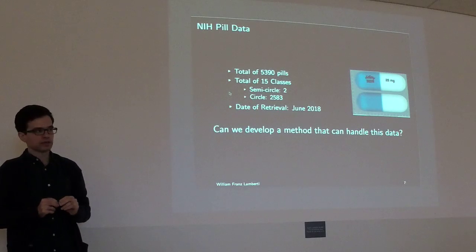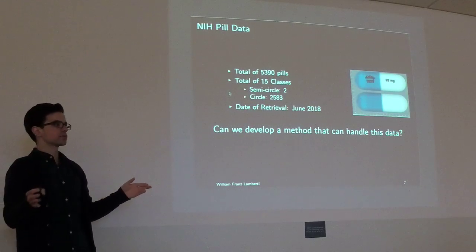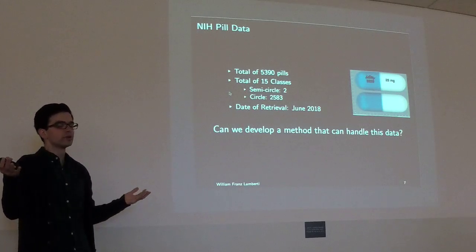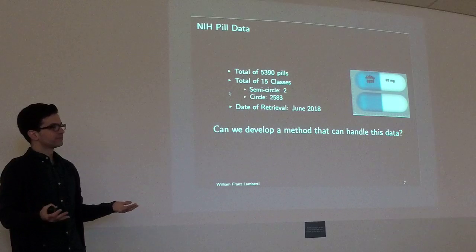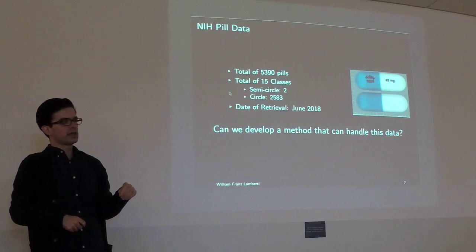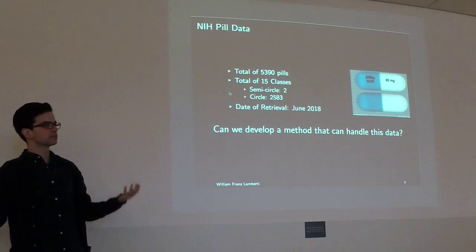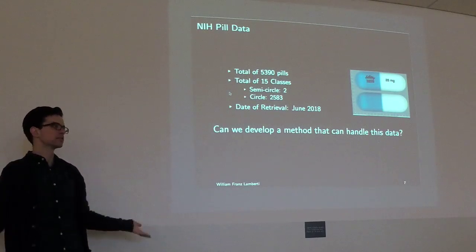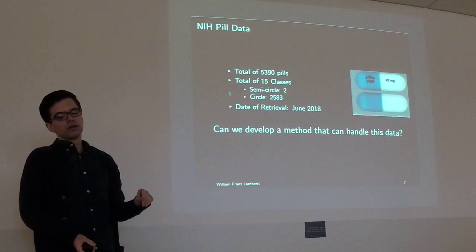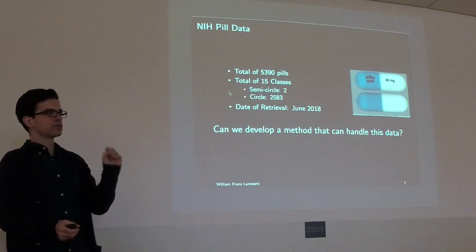And one of the unique aspects of this problem is that the data has vastly different counts for the classes. So for the semicircle, you only have 2 of them, while the circle has over 2,000 examples. And so the traditional machine learning, deep learning approaches where you have lots of different cases to train your model, you don't have that in this scenario. And so the challenge is, can we develop a method that can handle this scenario of data?